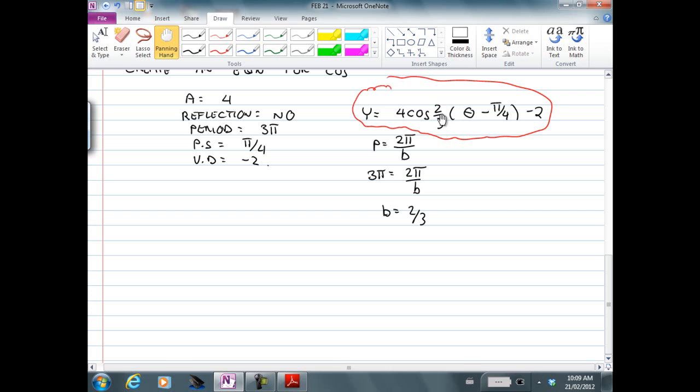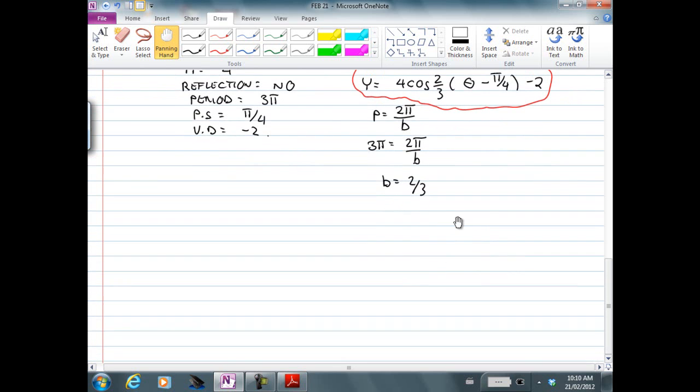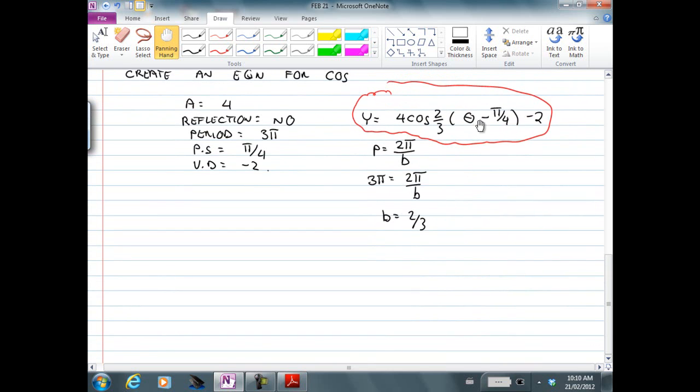Your b value always goes outside the bracket. No, like what if you have to factor it to get it out? How do you know? Like remember, there was a 2 inside the bracket. Oh, but your b value should always be outside. If it's in here, you gotta factor it out. Yep.